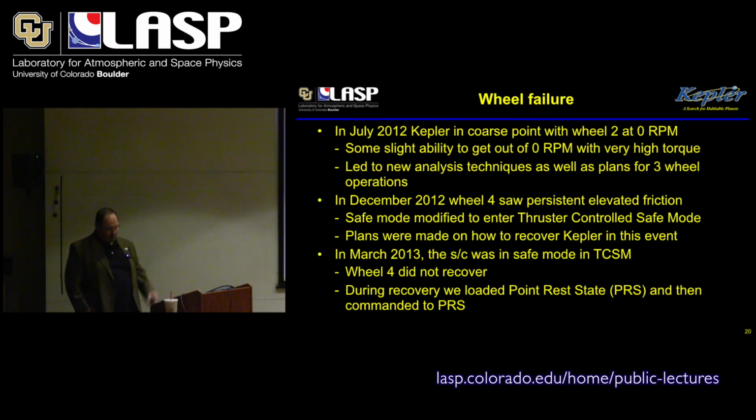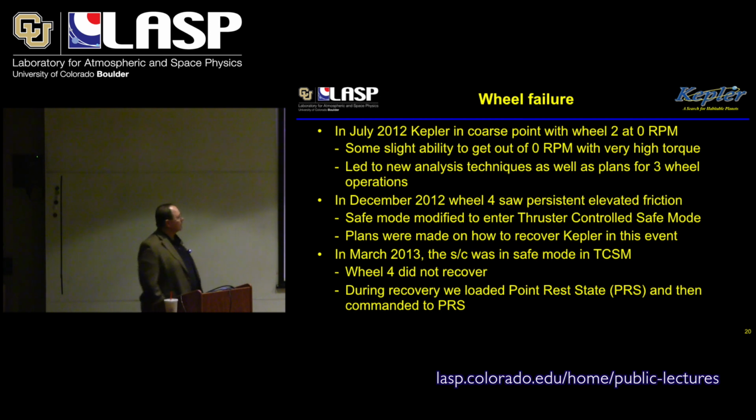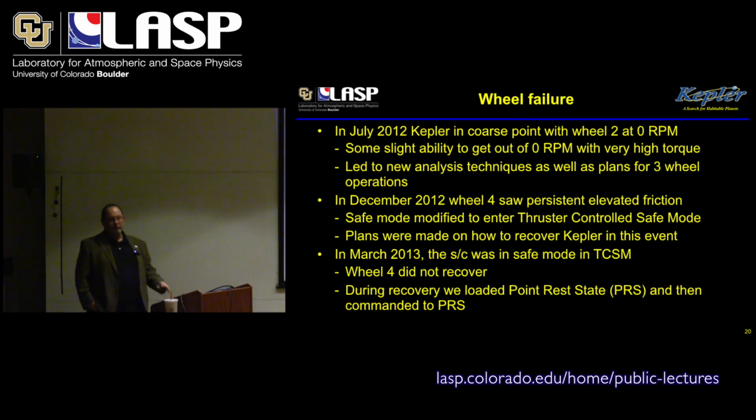In 2012, Kepler experienced a reaction wheel failure. Wheel 2 was discovered at 0 RPM. We had some slight ability to get out of 0 RPM, which is to say we commanded it to rotate, and it rotated some, but it required more torque than we were expecting.